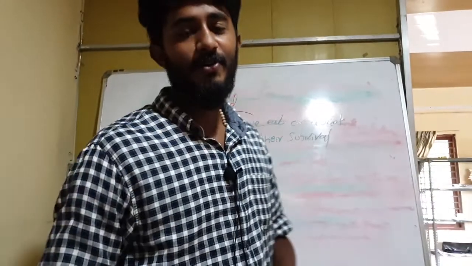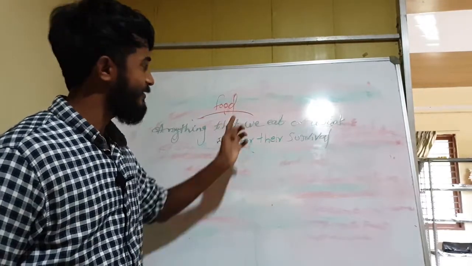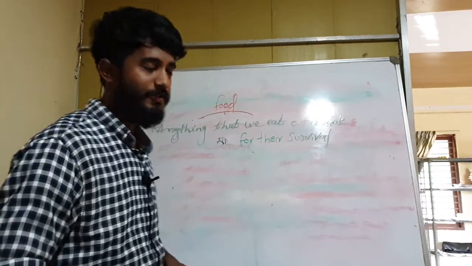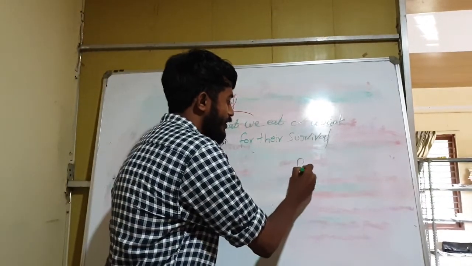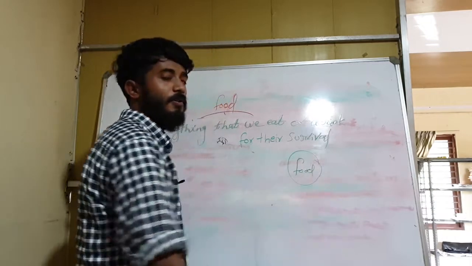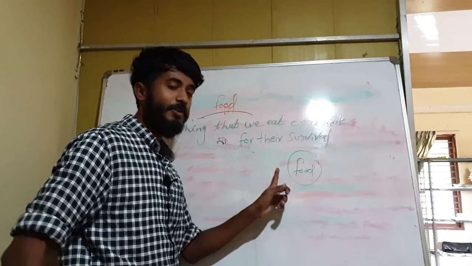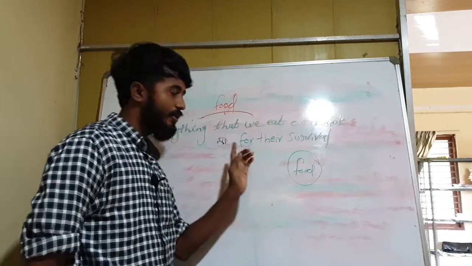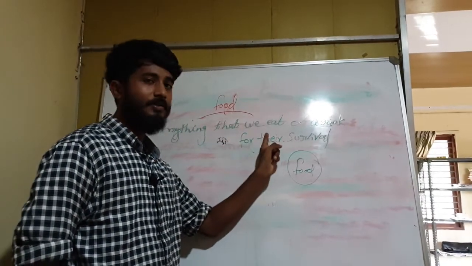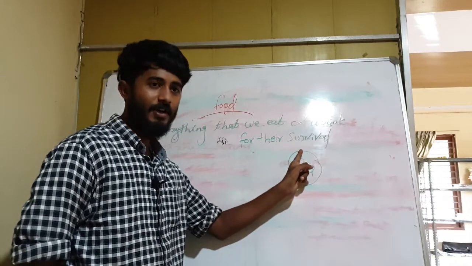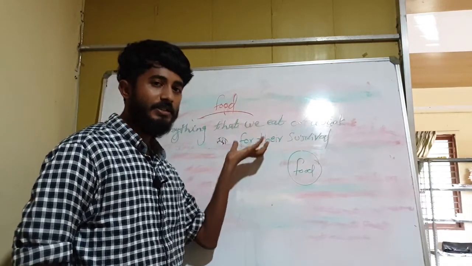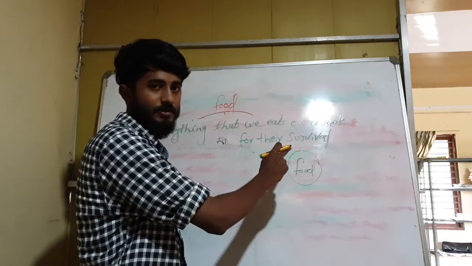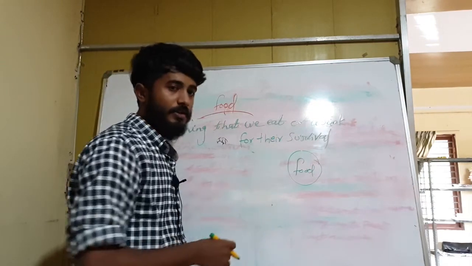Okay students, so we are going to discuss the first topic in this lesson, that is food. So what is food? For the survival of every living organism we need food. Without food we cannot survive. So what is the definition of food? Anything that we eat or drink for survival, that is called food.